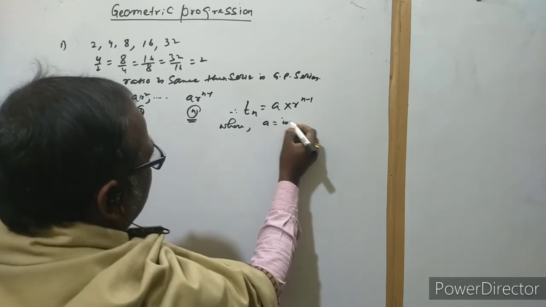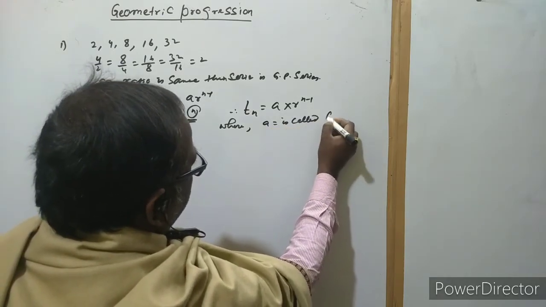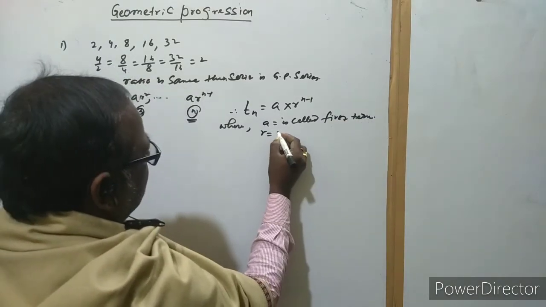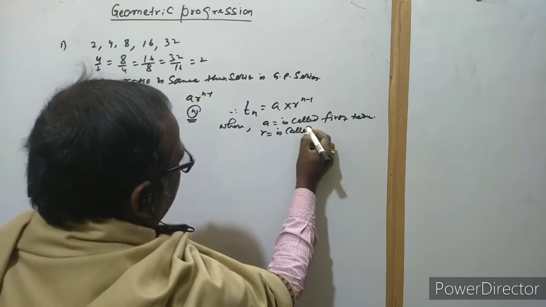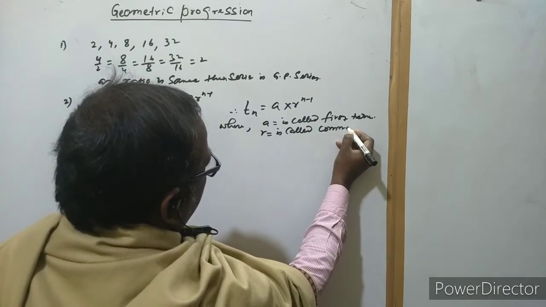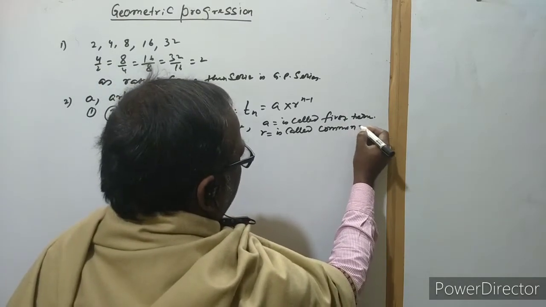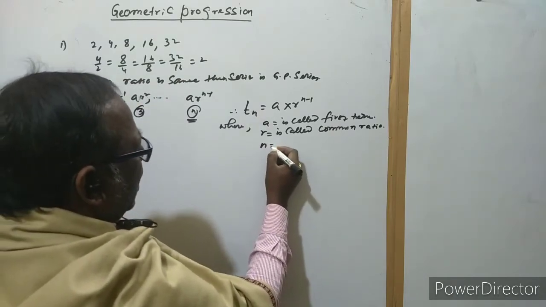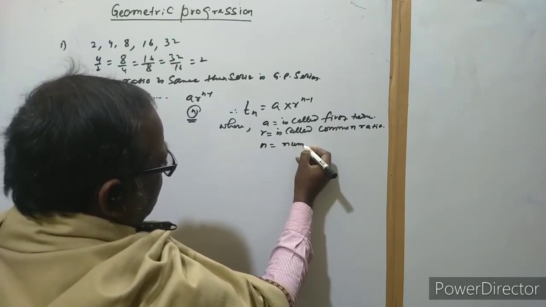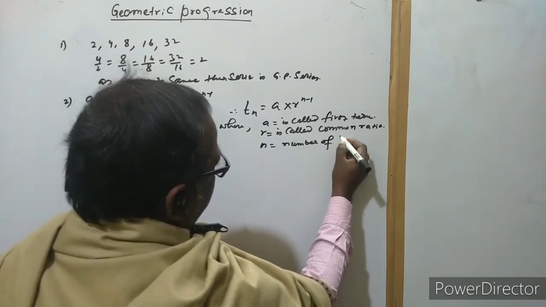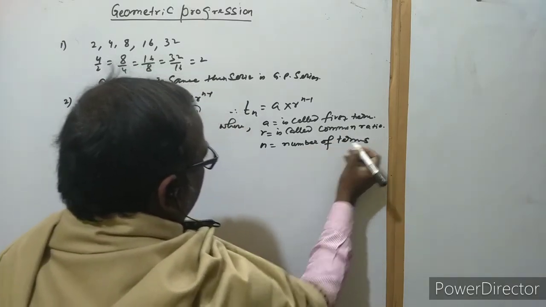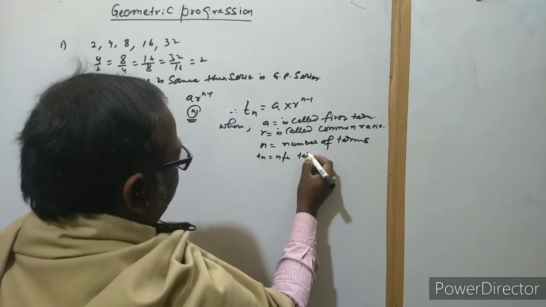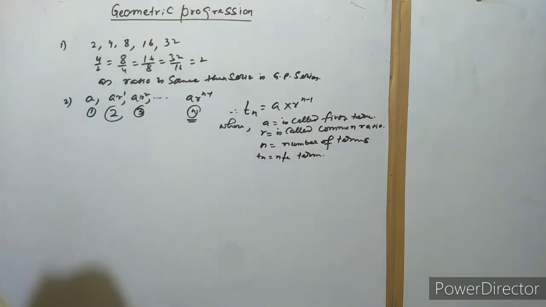a is called the first term, r is called the common ratio, n is equal to the number of terms, and Tn is equal to the nth term. Okay, so this is the notation.